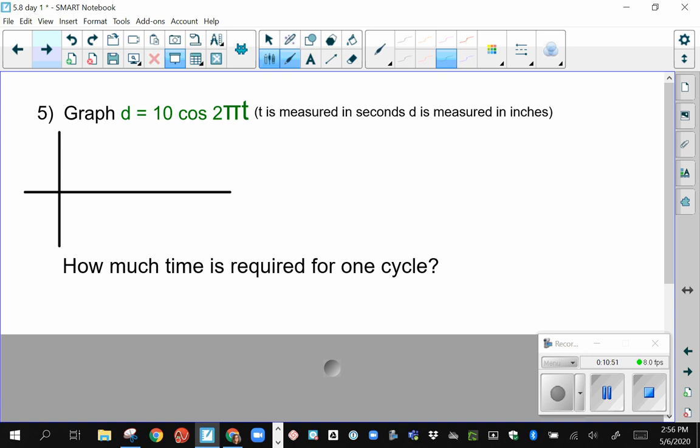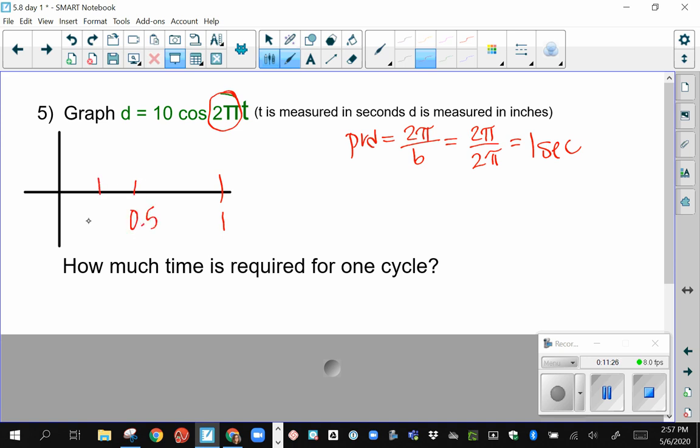This question asks us to graph this equation d equals 10 cosine 2 pi t, where t is measured in seconds and d is measured in inches. Okay, so this is a cosine graph. I know that it has a period change. Our period with cosine and sine is calculated by 2 pi divided by b, and our b in this case is 2 pi. So that means 1 second is going to be one period. So I'm going to take that and cut that in half, and cut those in half.